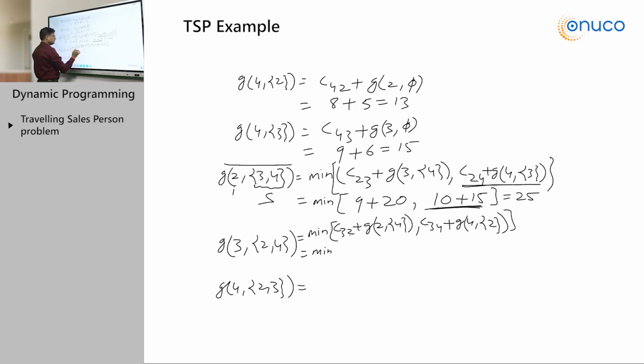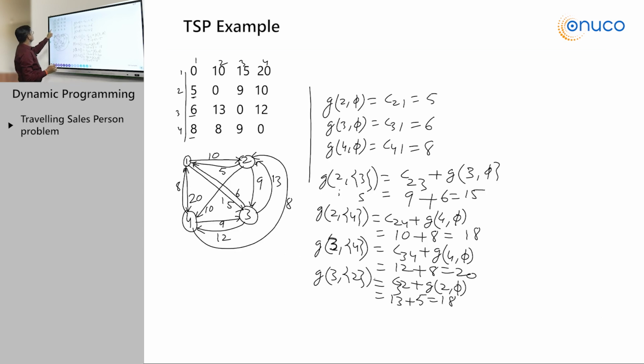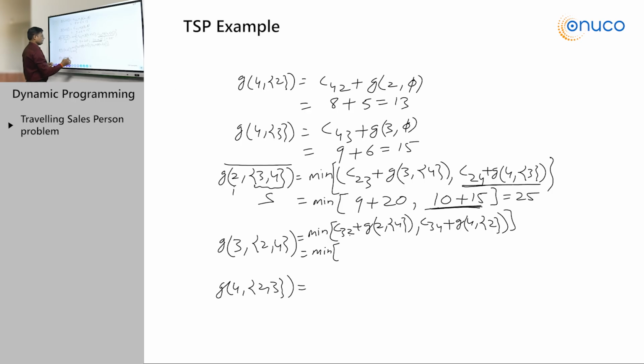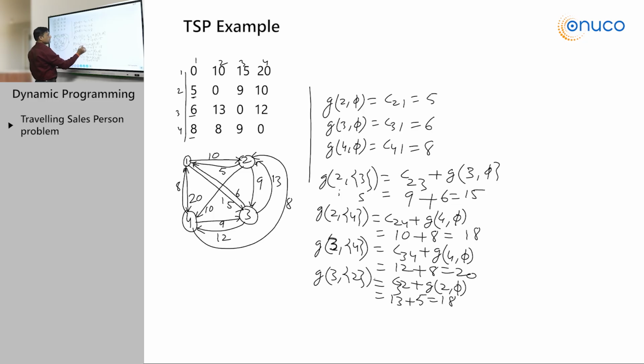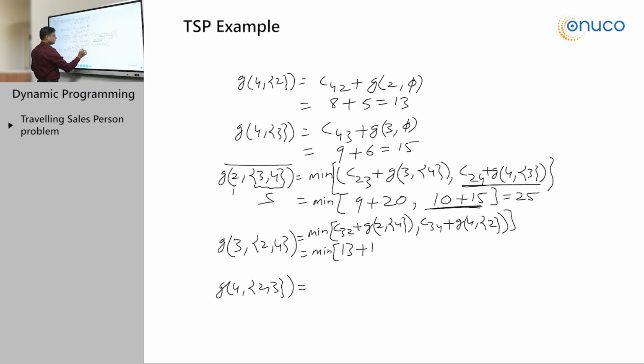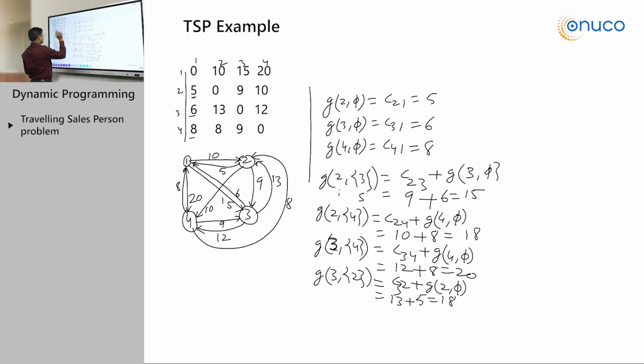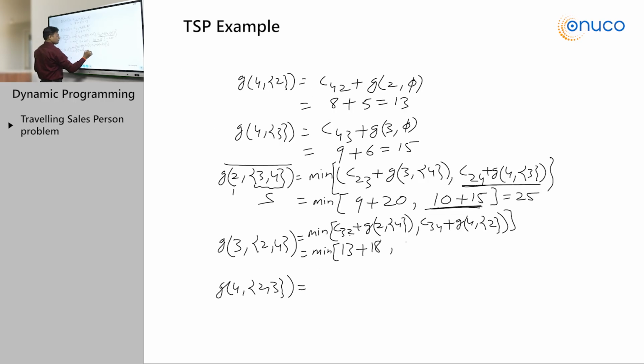So, min of C of 3, 2. What is the value of C of 3, 2? C of 3, 2 is 13. So, this value is 13 plus G of 2, 4. You will see that G of 2, 4 we have already computed, it is 18, comma C of 3, 4. C of 3, 4 is 12 plus G of 4, 2 already computed is 13. So, in this part 18 plus 13 is 31, 12 plus 13 is 25. So, 25 is lesser, and this part gives the lesser value, hence we have underlined it.